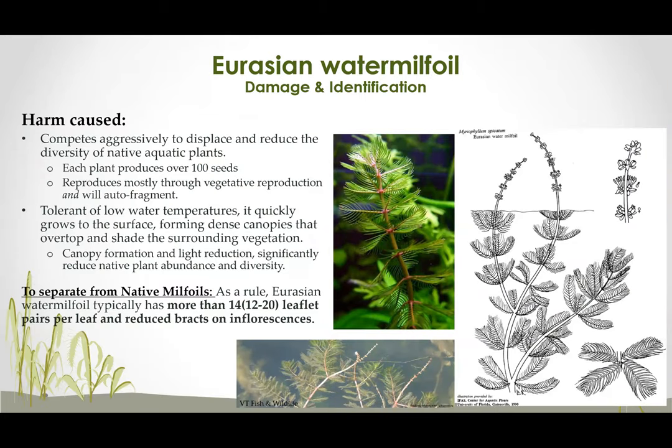So the harm caused by the water milfoil: it competes aggressively to displace and reduce diversity of native aquatic plants. Each plant produces over 100 seeds. So their ability to grow fast and produce a lot of seeds helps them get an advantage over native milfoils, which we do have as well. They're tolerant of low water temperatures. It quickly grows to the surface, forming dense canopies that overtop and shade the surrounding vegetation. Canopy formation and light reduction significantly reduce native plant abundance and diversity.